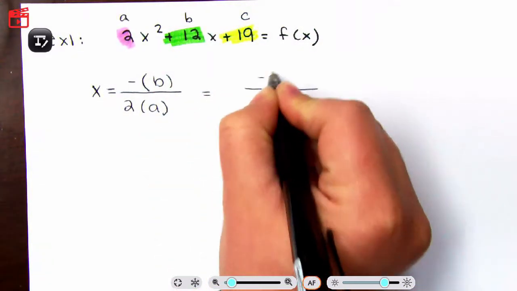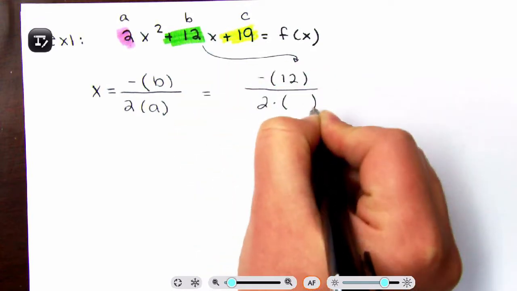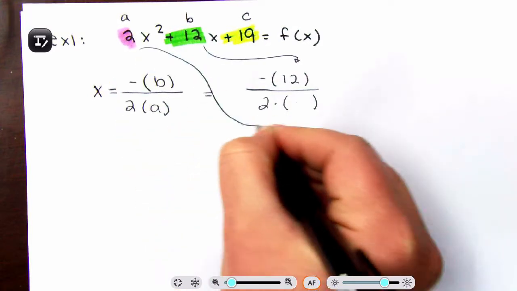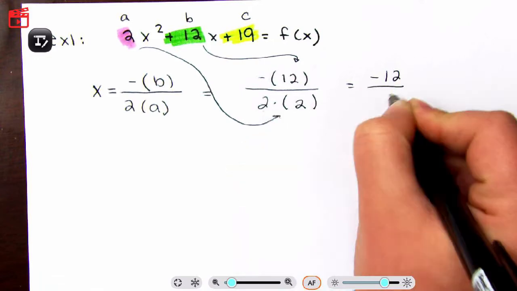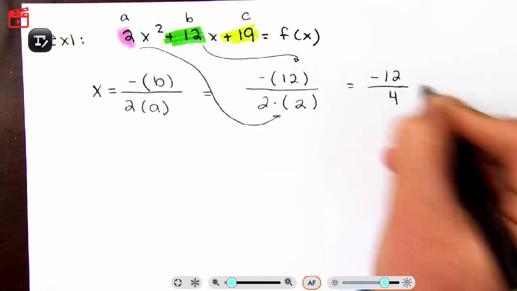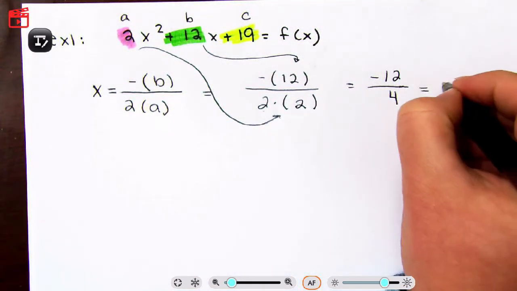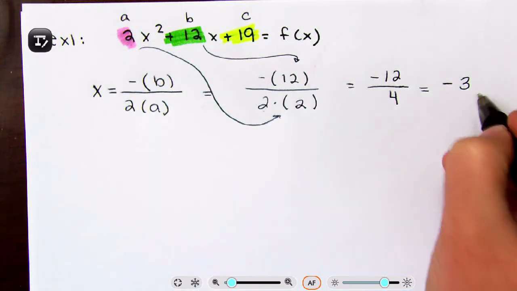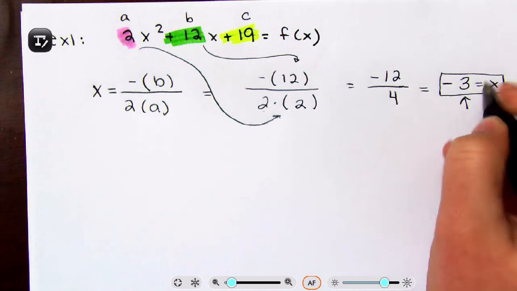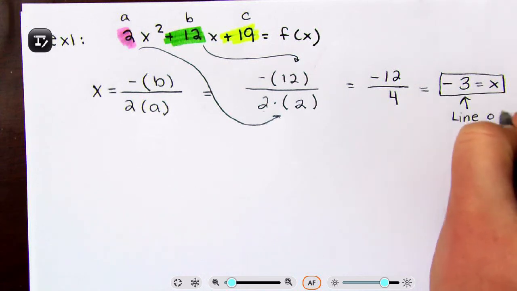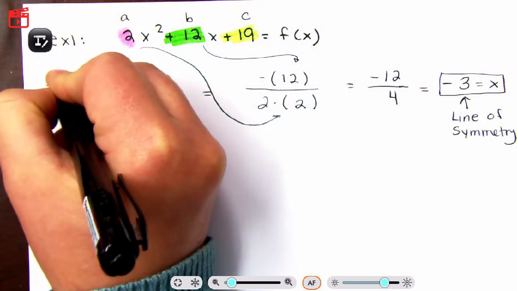So plugging in, our b value is 12. 2 times a, our a value is 2. So I have negative 12 divided by 4, which is 2 times 2, which is 4. And negative 12 divided by 4 is negative 3. Now this is our x value, and this is our line of symmetry. This is your step 1.